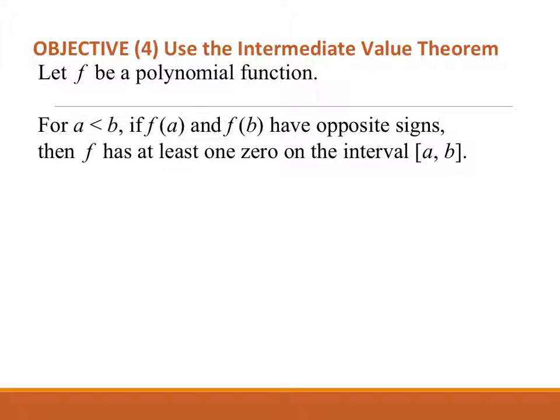So our final objective is to use the intermediate value theorem. Let f of x be a polynomial function. For any a less than b, if f of a and f of b have opposite signs, then f has at least one 0 on the interval of a and b. In other words, if a and b have opposite signs as far as the value of y, then on the interval of x for a and b, we have a 0 crossing the x-axis.